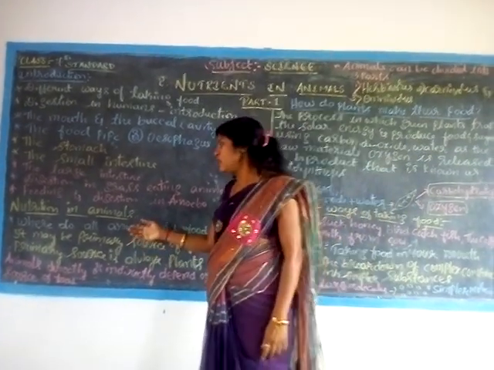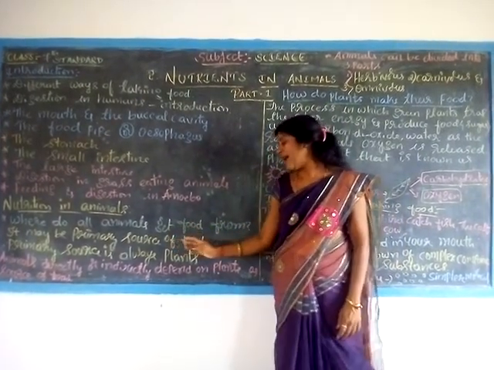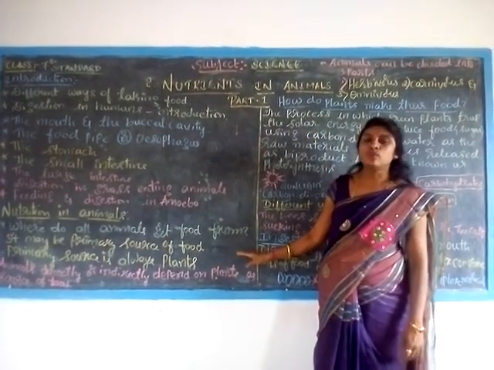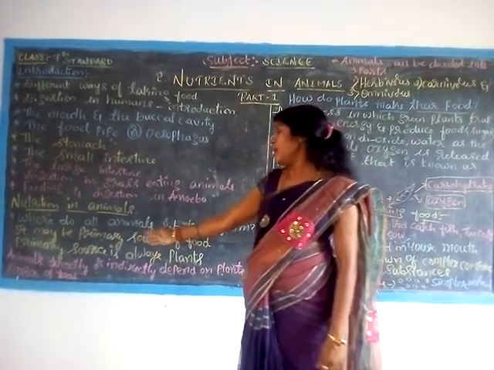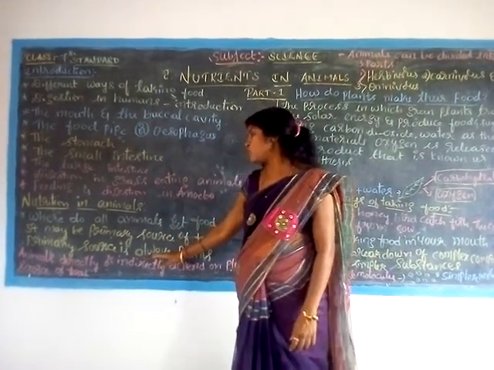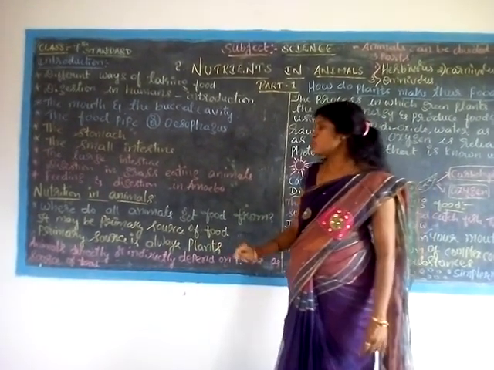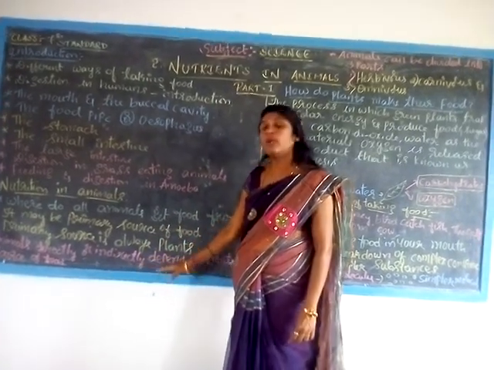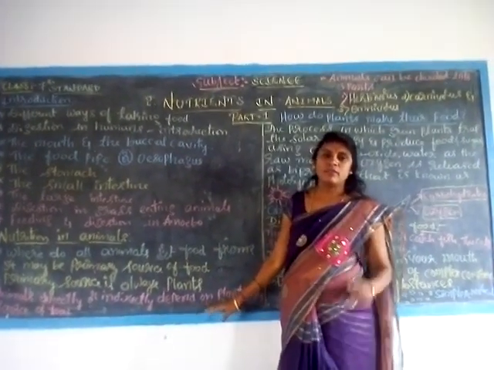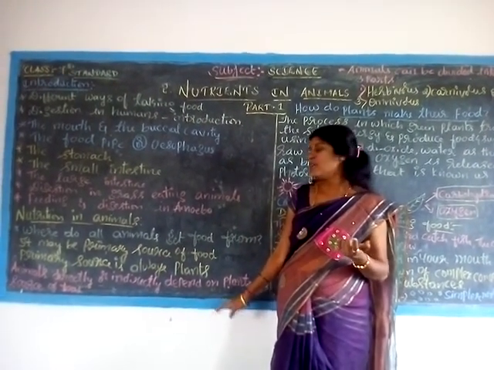First let us see nutrition in animals. Where do all the animals get their food from? It may be the primary source of food. Which is the primary source of food here? The primary source of food is always plants. Primary is the first thing. All depend on plants.